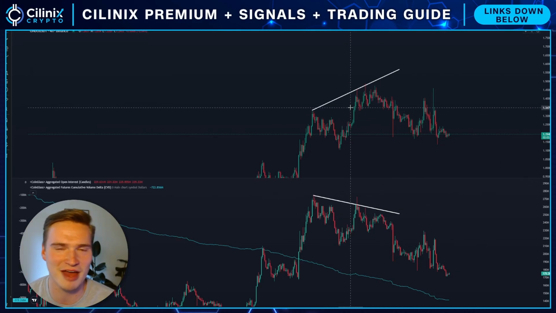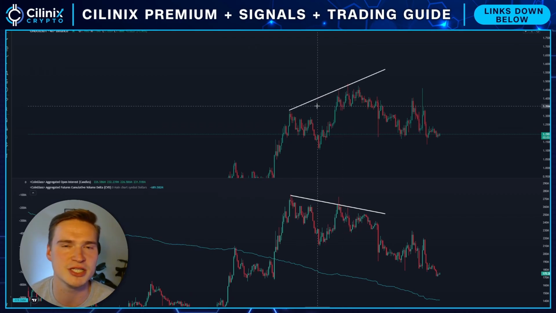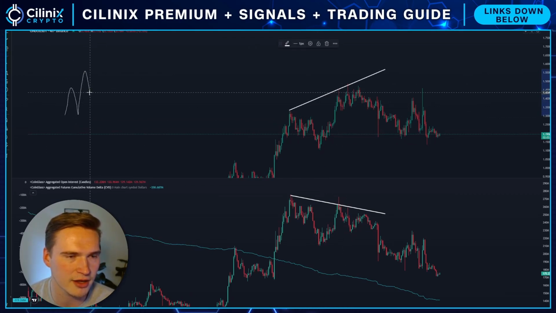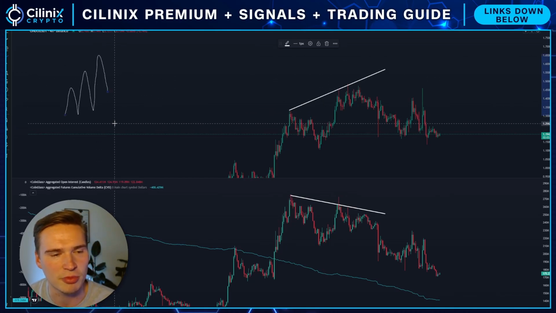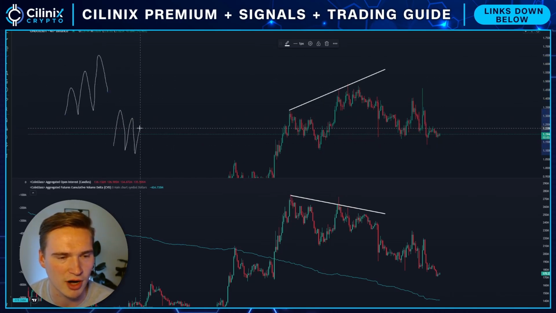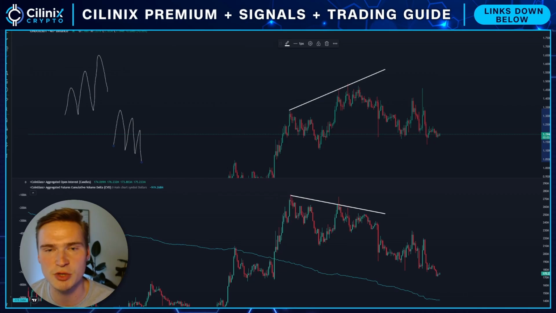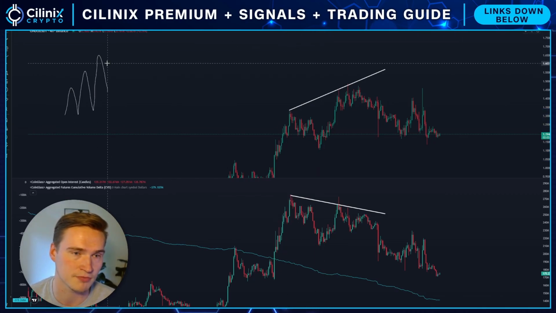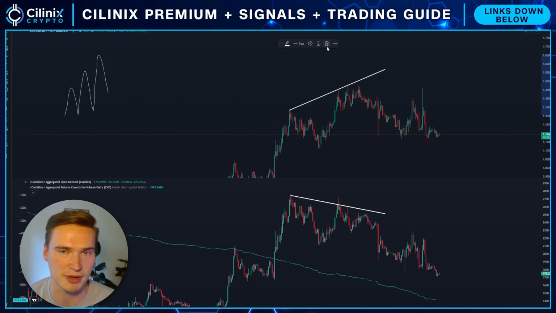If you have 3 points, that's stronger. That's also what you call a 3 drive pattern, where the price is basically making a higher high, higher high, higher high, and the open interest is making a lower high, lower high, lower high. That means that continually the price is still going up, even though the momentum is dropping down. And that's a reversal pattern, all right?